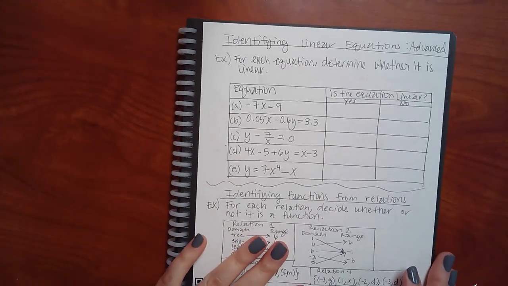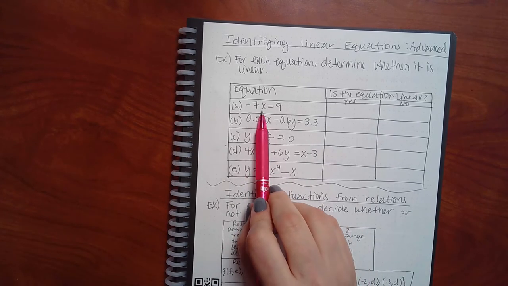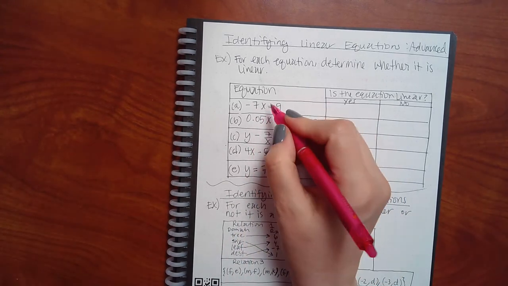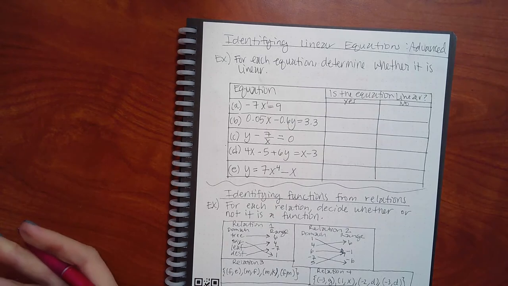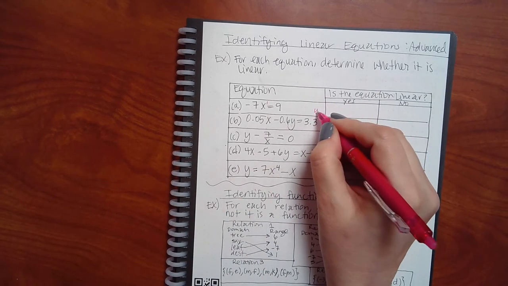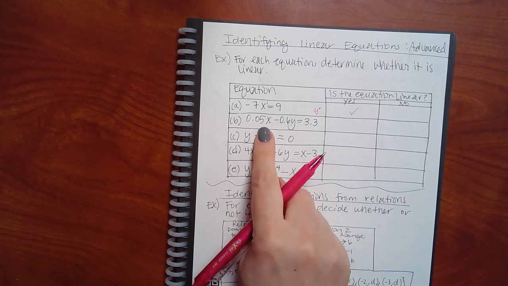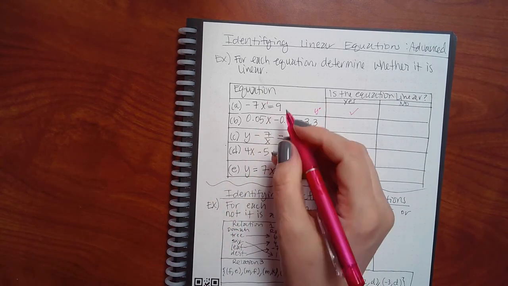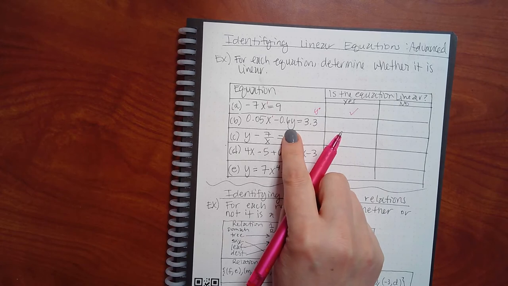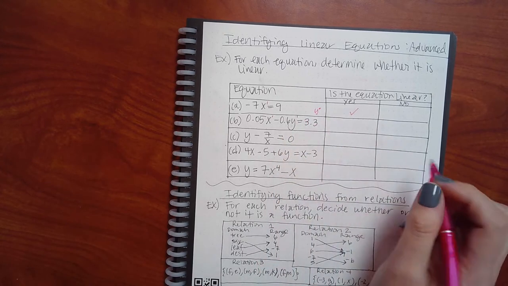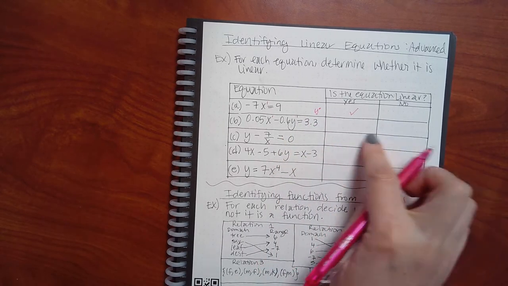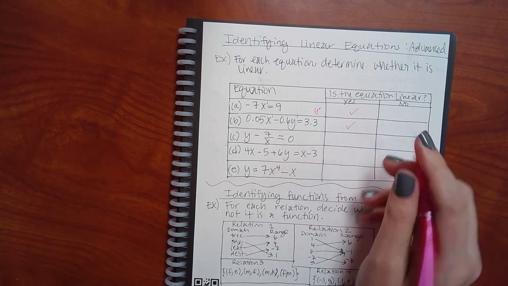But let's look at these equations. What is the exponent of x here? One. What is the exponent of y? Zero. Correct. So is this a linear? Yes. What is the exponent of x here? One. What is the exponent of y here? One. And then is this one linear or not? Yes. This one's tricky.